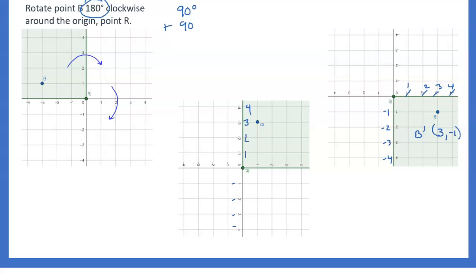Now once again, we could think of this in terms of our little rectangles. So this is 3 long, 1 tall. Over here, it's going to be 3 tall, 1 long. So we flipped it on its side and moved the quadrant. And the second time, once again, we're going to flip it on its side and move the quadrant. So 3 long, 1 tall, 3 tall, 1 long, 3 long, 1 tall. And we end up here at 3, negative 1.